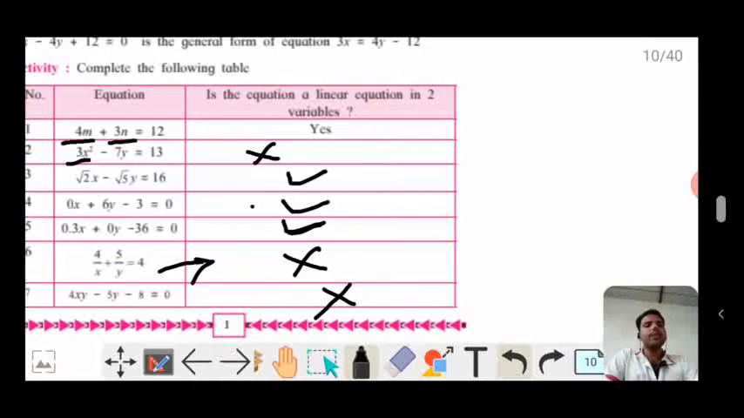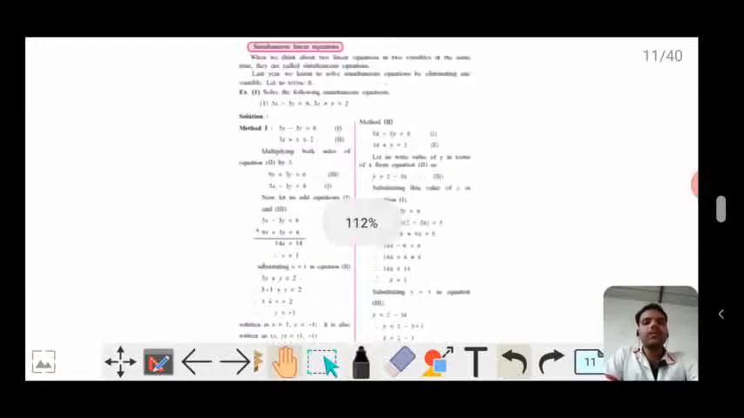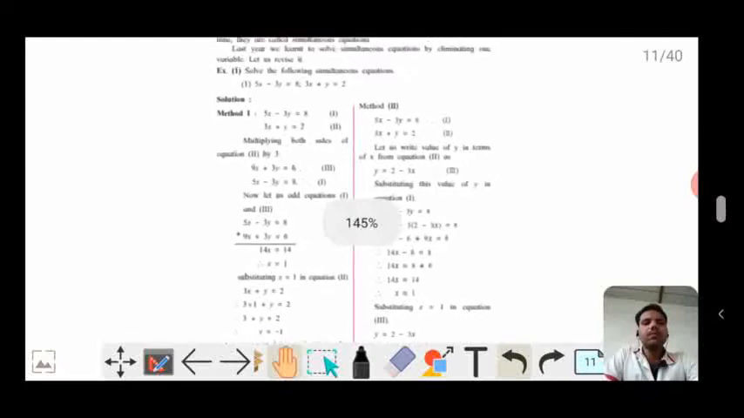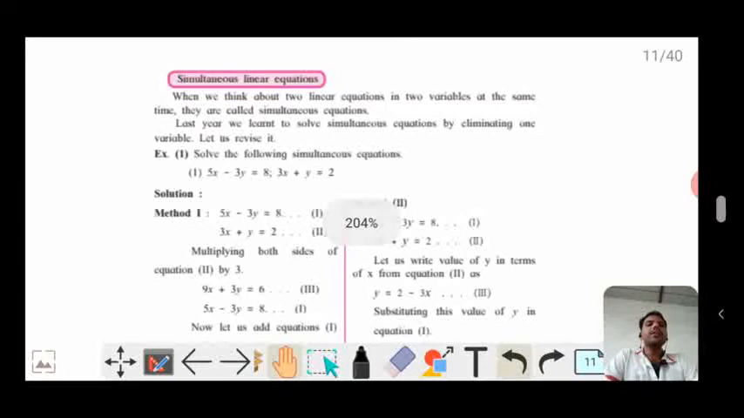Okay guys, let's see what is next. The next topic is simultaneous linear equations. So what is a simultaneous linear equation? When we think about two linear equations in two variables at the same time, they are called simultaneous equations. So let's understand this concept from an example.